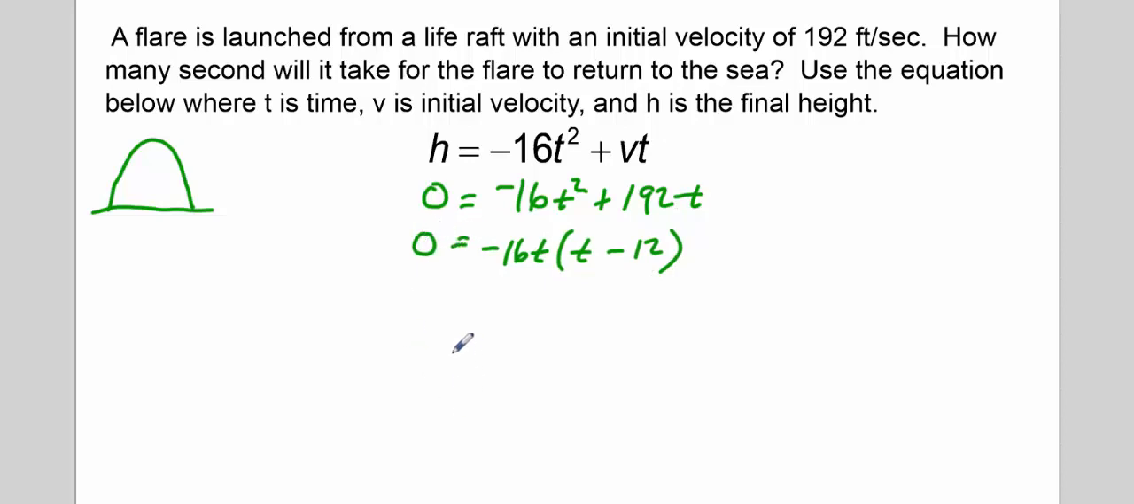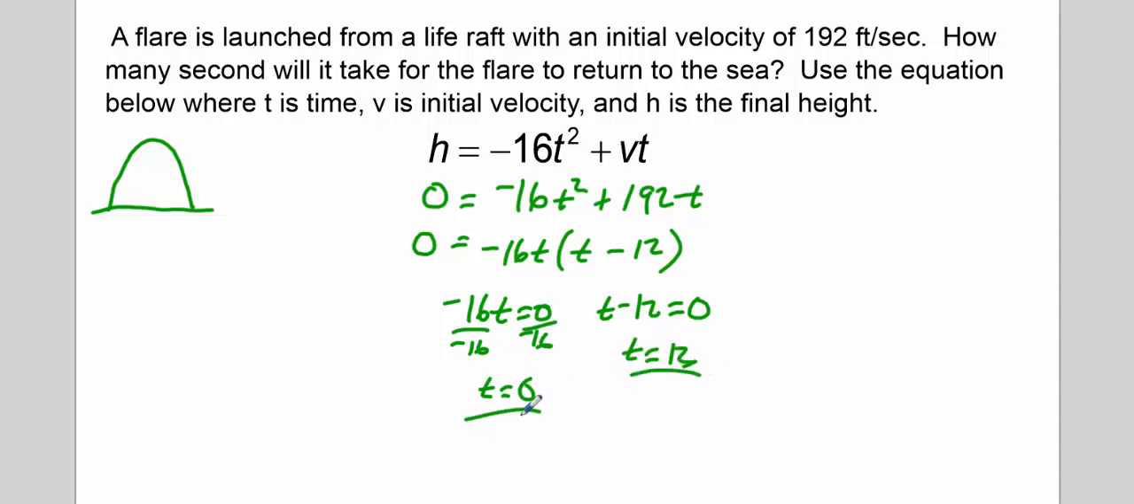So you'll notice we have a zero product principle. Again, we can say negative 16t equals 0, and t minus 12 is equal to 0. I can divide by negative 16. So t is 0, and then add 12. t is 12. So in this case, it doesn't make sense that it goes up and comes down in 0 seconds. It's going to be in the air for 12 seconds. And that's all we've got.